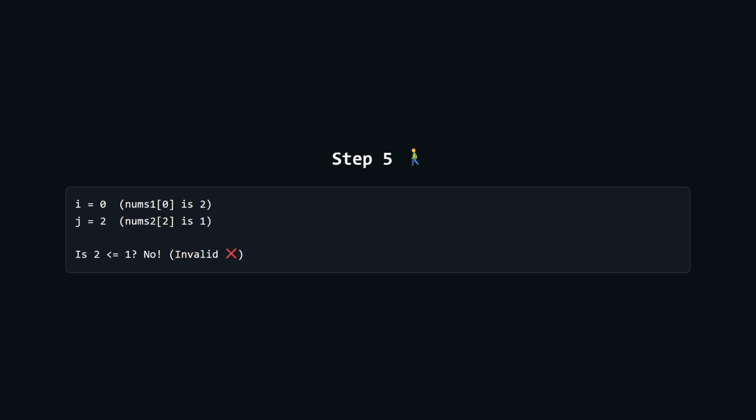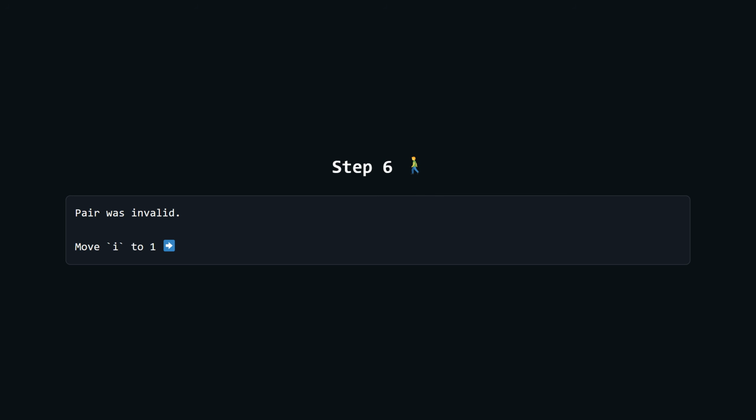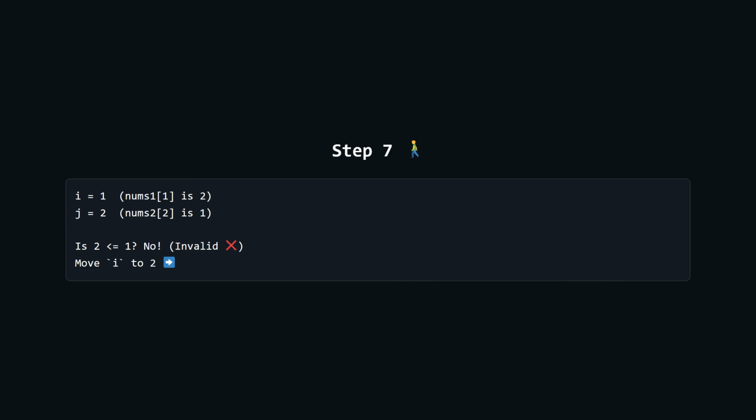Now j is at 2. 2 is definitely not less than or equal to 1. This pair is invalid. Because it's invalid, we need a smaller number from the first list, so we move i one spot to the right. At index 1 the number is still 2, which is still not less than 1. We move i right again. We do it one more time, still invalid. i moves to 3, which is past the end of the list, so our loop finishes. Our final answer is 1.